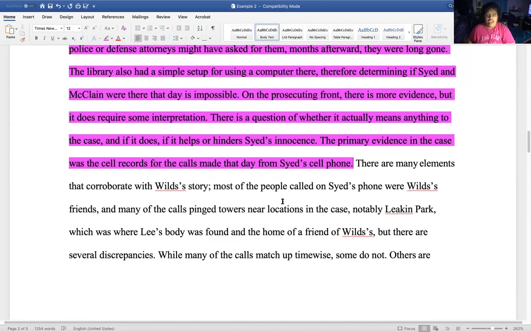So what we have here now, what should be here is a transitional phrase that tells us she's about to talk about Wilds, right? So let's read it. There are many elements that corroborate Wilds' story. Most of the people called on Syed's phone were Wilds' friends, and many of the calls pinged towers near locations in the case, notably Lincoln Park, which is where Lee's body was found, and the home of a friend of Wilds. But there are several discrepancies. Okay.